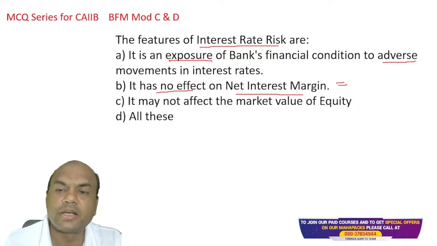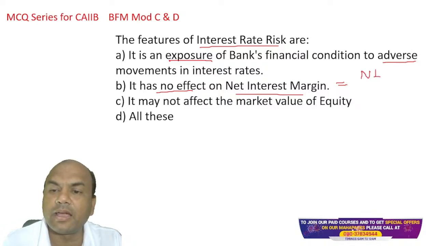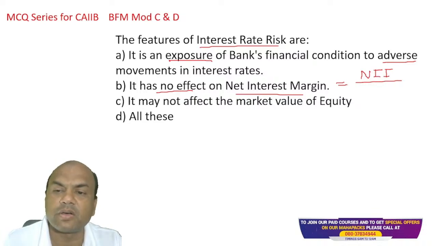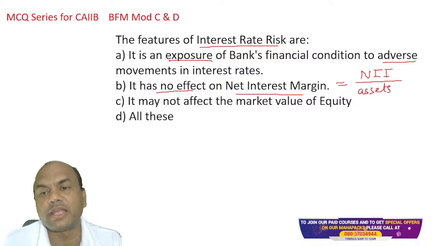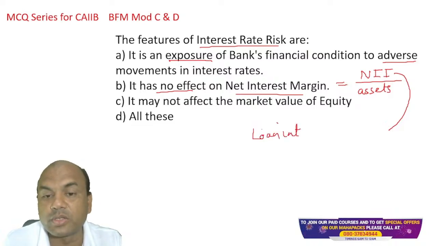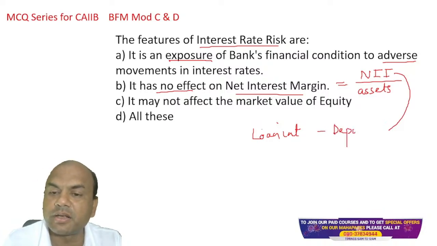Yeah, it is NII. NII divided by performing assets, you can call it, or just call it assets also, it's okay. Performing assets, that's the right word. NII upon performing assets. Now what is NII then? NII means interest, I'll just write it short. Loan interest which I get, here, loan interest I receive minus this deposit interest. Deposit interest. So that difference is known as my NII.